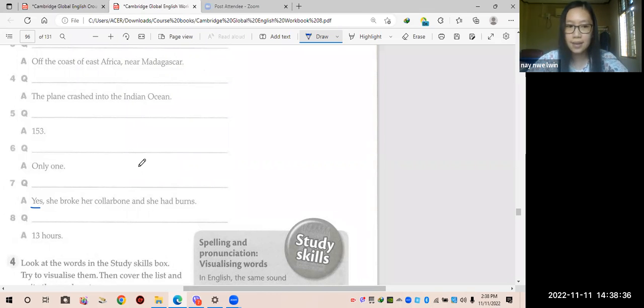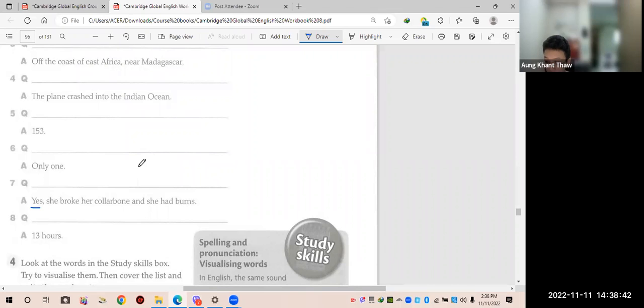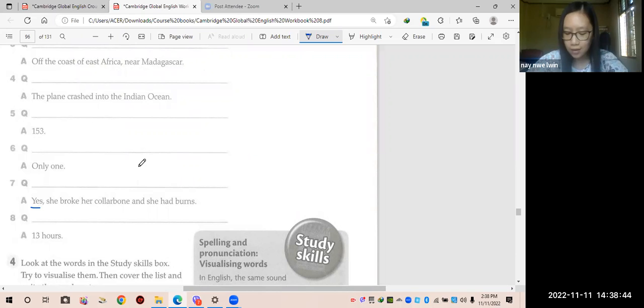And for number 8, the answer is 13 hours. So what will the question be? How long was she in the sea? Yes, how long was she in the sea, right? Before the rescue team arrived, correct. So the answer is 13 hours.